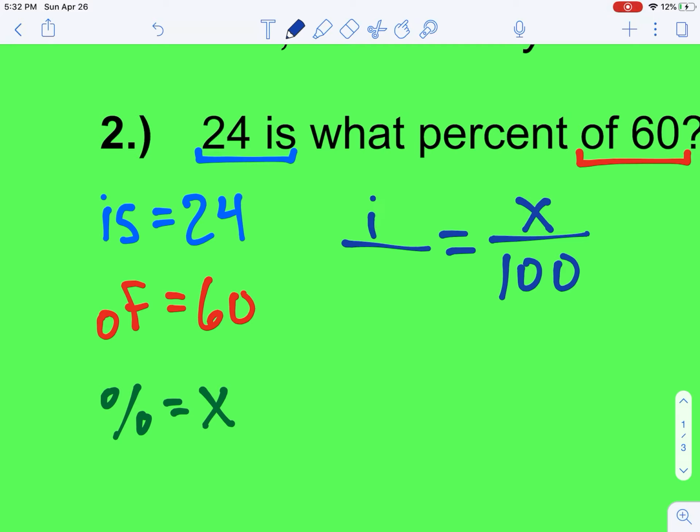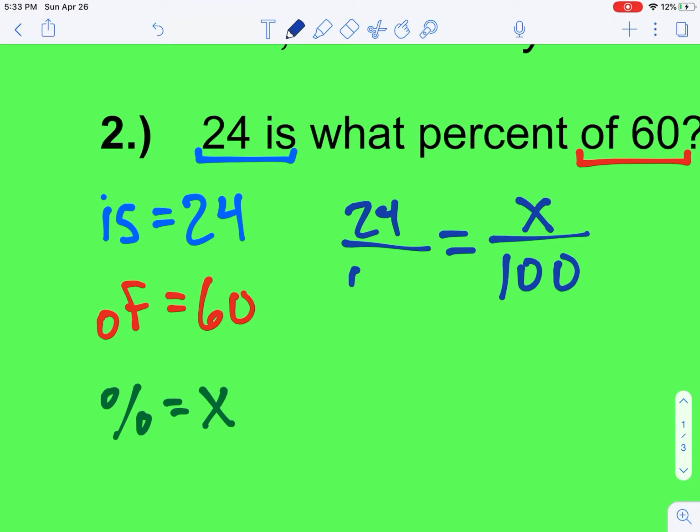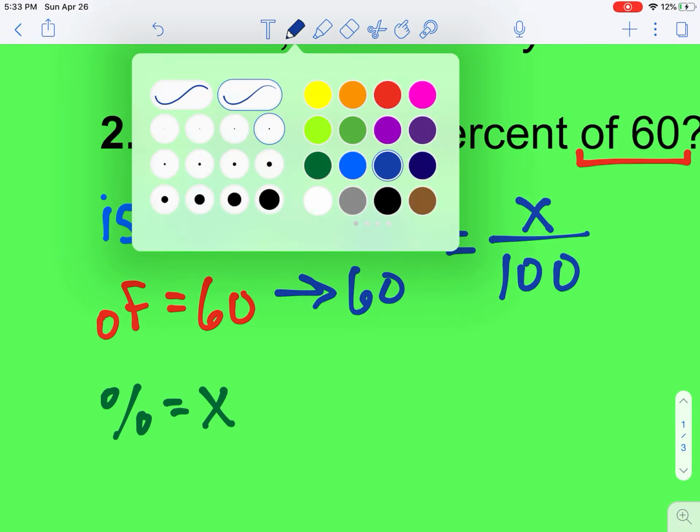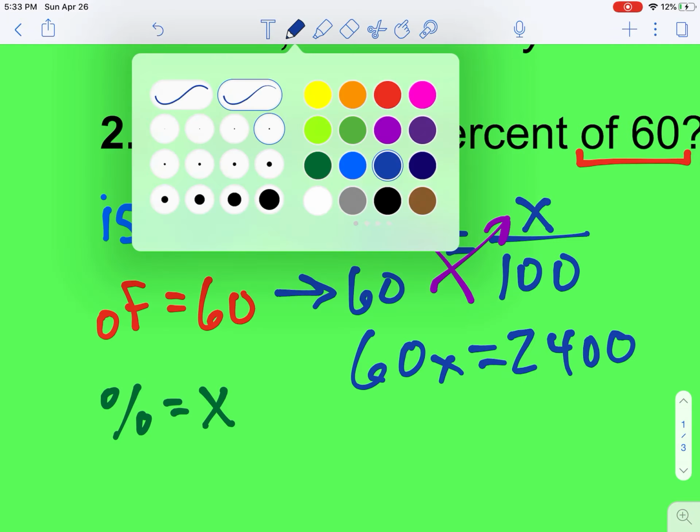Remember, the left side is always is over of. So instead of the is on the top, I'm going to put 24. And instead of of on the bottom, I'm going to put 60. I like to organize it this way so I can just slide those numbers right over. Now I can go ahead and cross multiply. 60 times x is 60x. And 24 times 100 is 2,400.